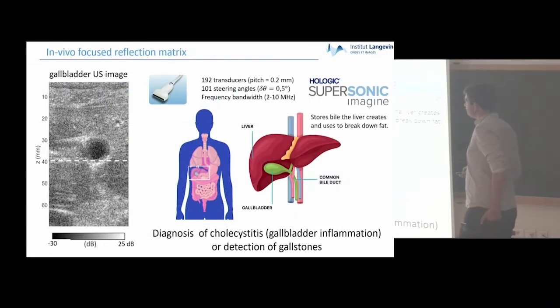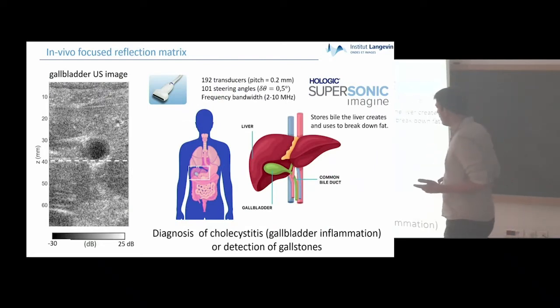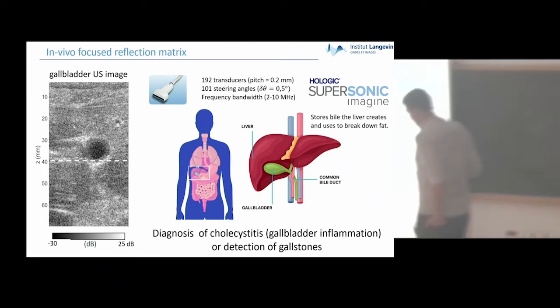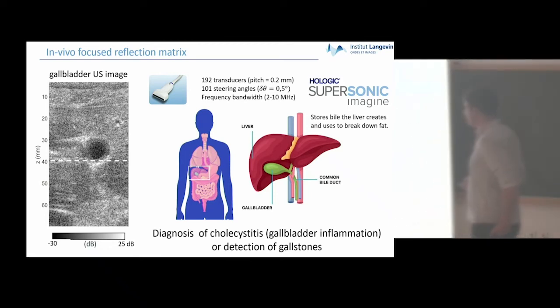Okay, so now let's consider an in vivo case. So here it's a gallbladder. This is a vésicule biliaire for French people, that is close to the liver and stores bile that the liver creates and uses to break down fat. This is an important organ because you often have ultrasound diagnosis for this organ, because you can detect inflammation of the gallbladder or detect some gallstones.